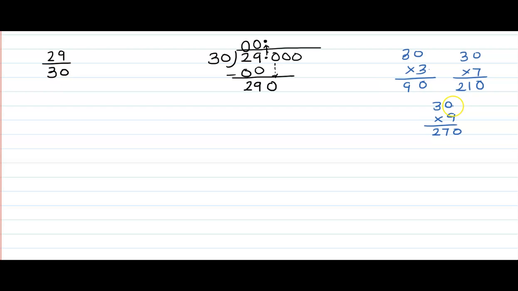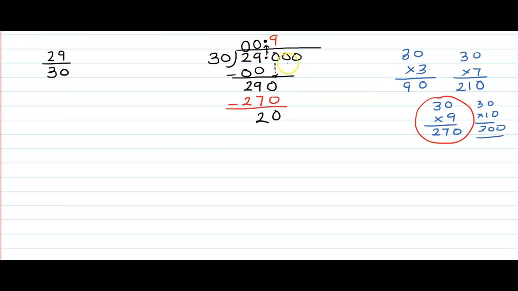So we are nearly there. And we know 30 times 10 is 300. So 300 will be more than 290. So we are going for 9. How many 30s are going in 290? We are going for 9 times. So 30 times 9 is 270. Now we need to take away. 290 take away 270 is how much? 0. 9 take away 7 is 2.